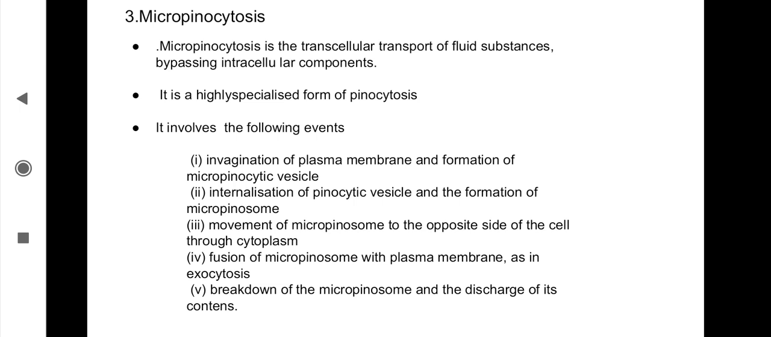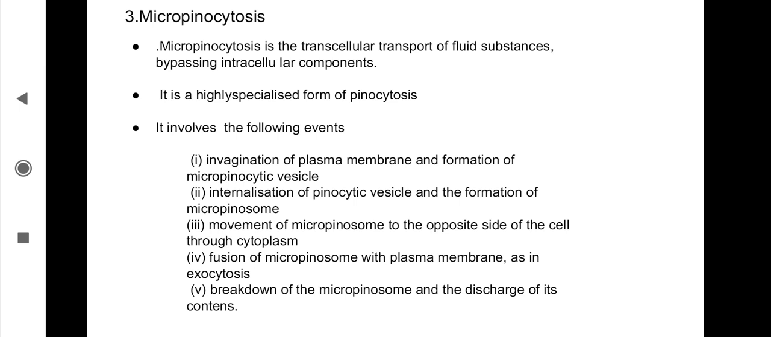It involves some steps. First, invagination of the plasma membrane and formation of a micropinocytotic vesicle. Second, internalization of the vesicle and formation of a micropinosome. Third, the movement of the micropinosome to the opposite side of the cell through the cytoplasm. The fourth one is the fusion of the micropinosome with the plasma membrane as in exocytosis. Breakdown of the micropinosome and discharge of its content. The micropinosome is common in the endothelial lining of capillaries.